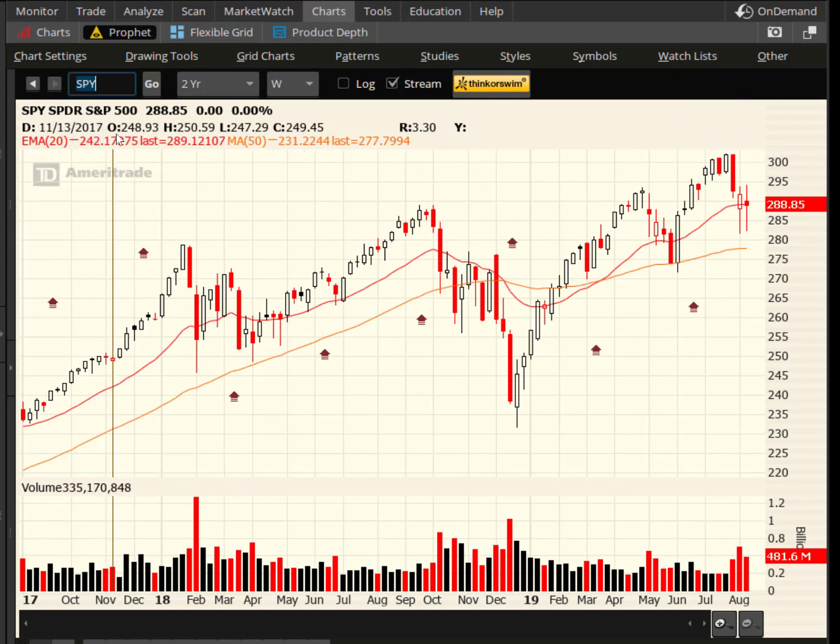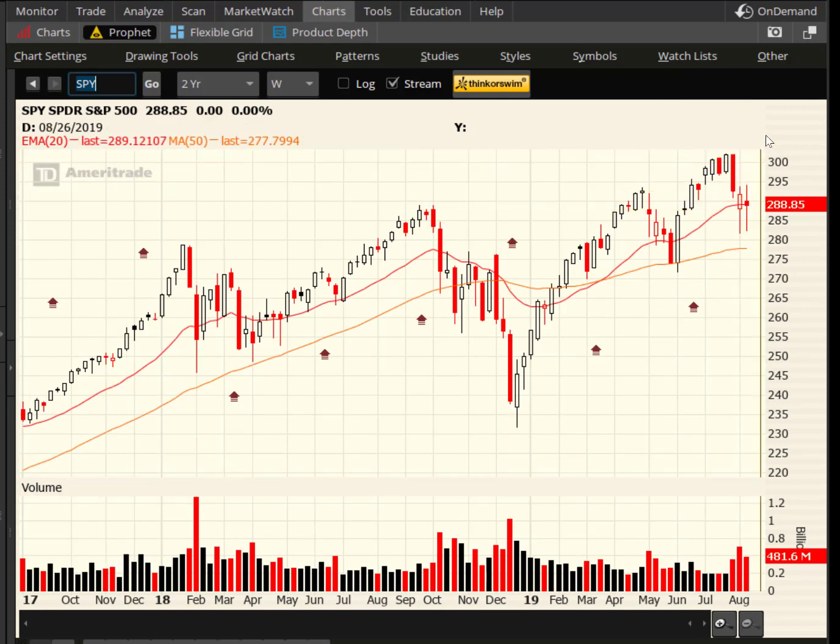The 20 period, move the mouse off the side here, you can see it over on the left, 289.12. 289.12 is the last. Well, we closed the week at 288.85. We're about 27 cents below the red line. That is a breach. Now, it's not a huge one.